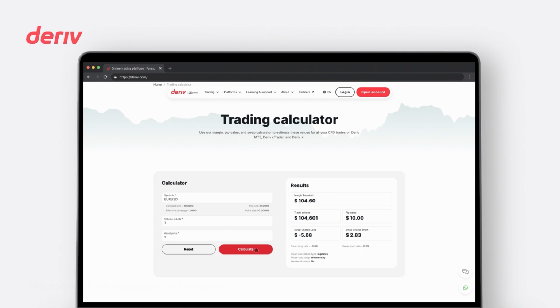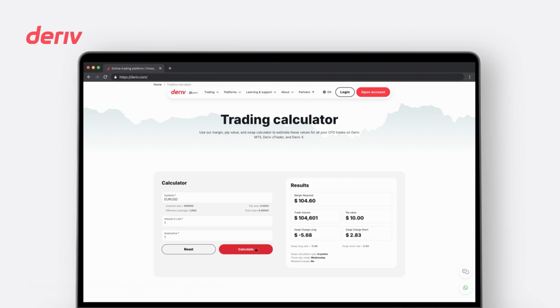Let's explore what these results mean for your trading. You'll discover the required margin to start your operation, the pip value, which stands for percentage in point, and your swap fee charges that apply at the daily rollover time of 21:59 Greenwich Mean Time.